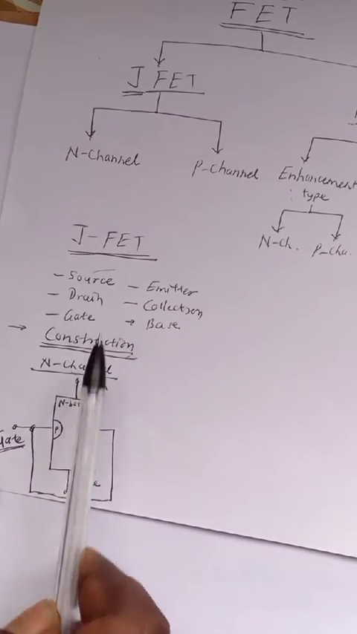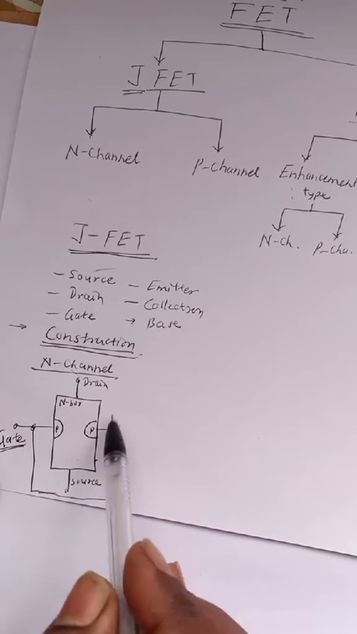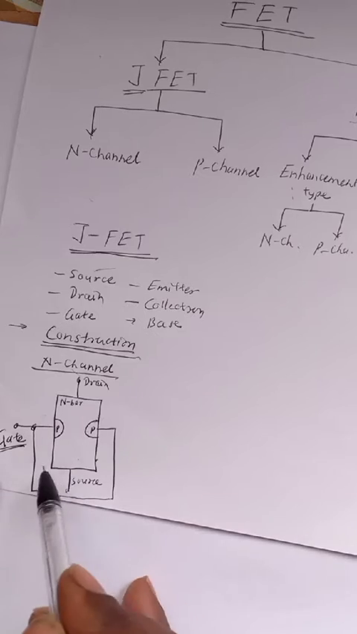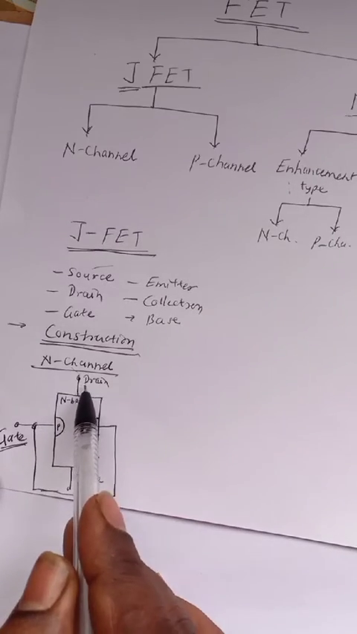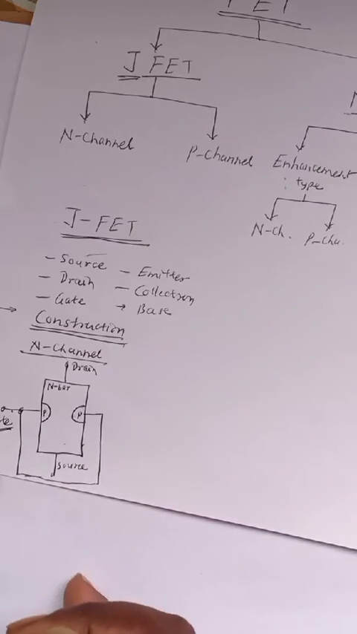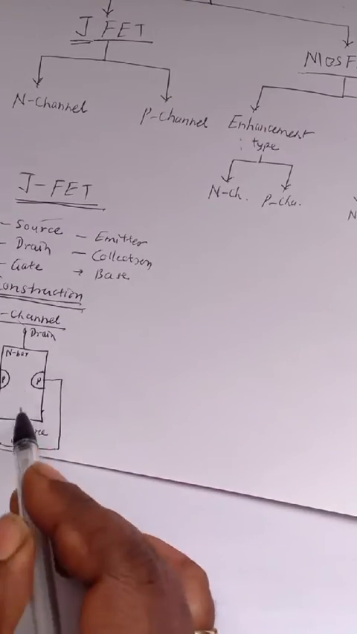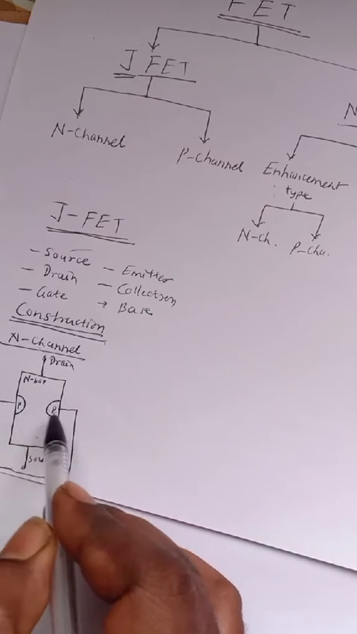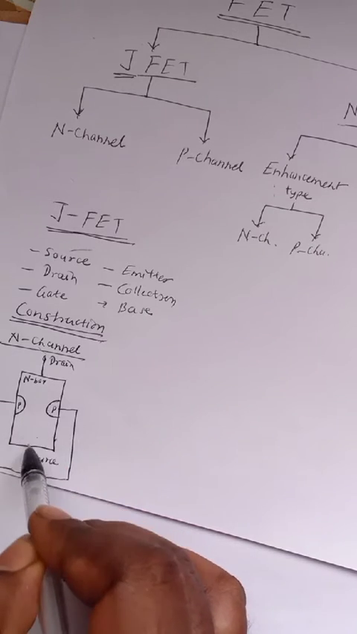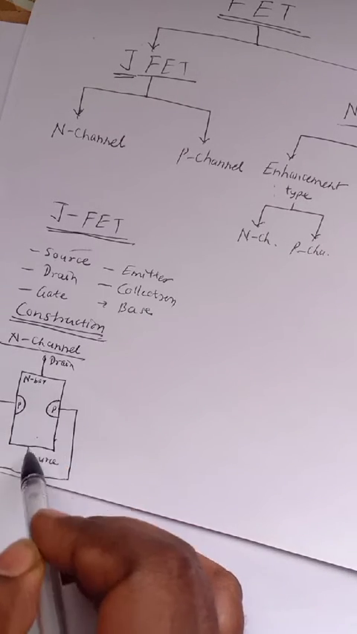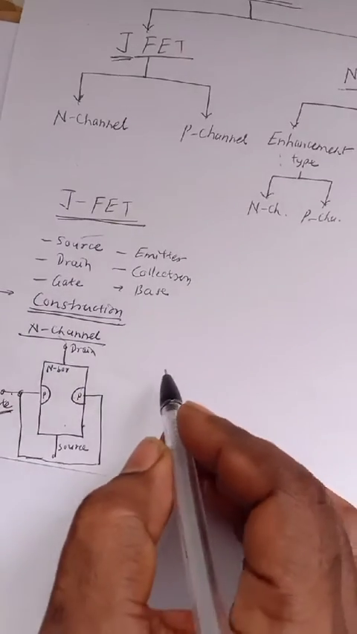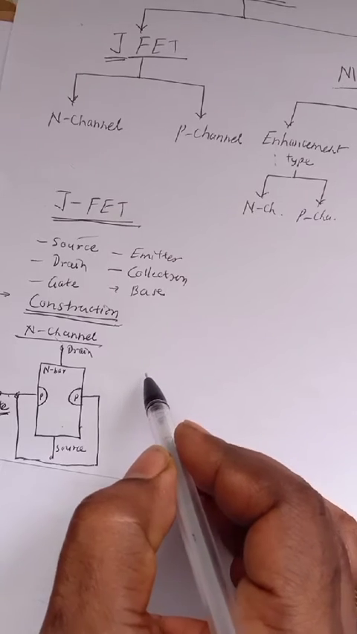Okay, N channel JFET. So there is an N type bar, 2 P regions are formed on the opposite edges of that bar. Leads are connected, named as drain and source. 2 P regions are connected to each other, so it is named as a gate. So a junction is formed, and there is a channel between these 2 P regions. This is named as the channel. According to the name, N bar, so this is N channel, named as an N channel JFET. So we use the symbol of this N channel JFET like this.